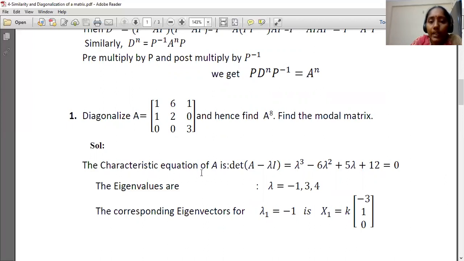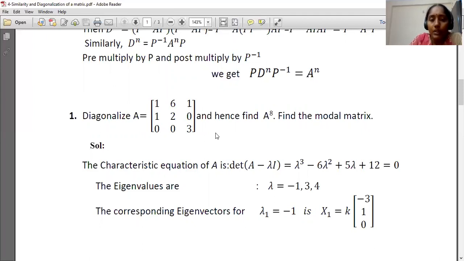For this, first we need to find the characteristic equation, eigenvalues and eigenvectors. For diagonalizing the matrix, first we need to find the eigenvectors. For finding the eigenvectors, the first step is to find the characteristic equation and then find the roots, that means the eigenvalues. For each eigenvalue, find the eigenvector and then write the model matrix. What is the model matrix? The model matrix means a matrix P which has the linearly independent eigenvectors as its columns.